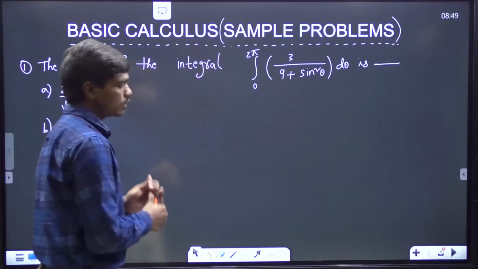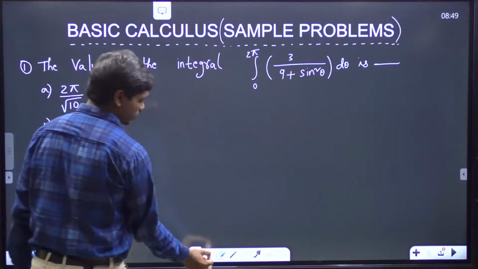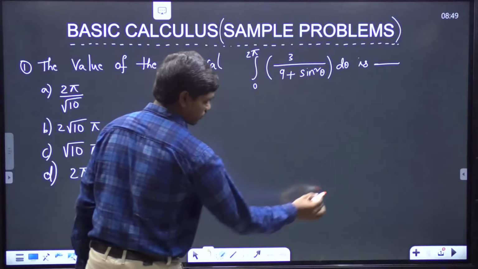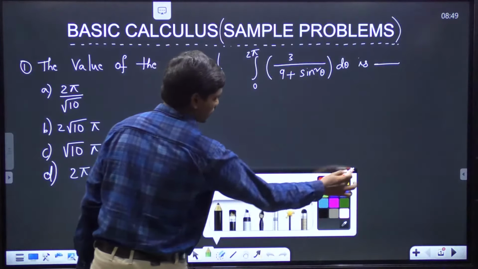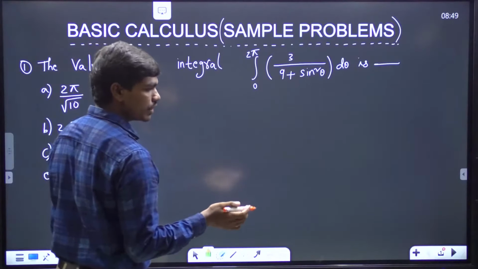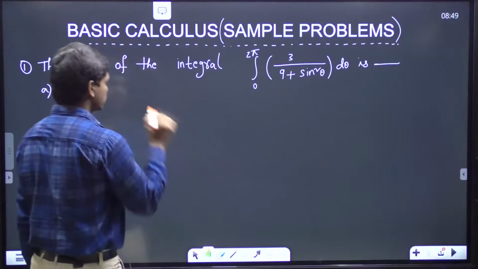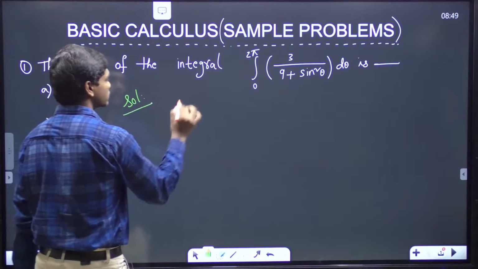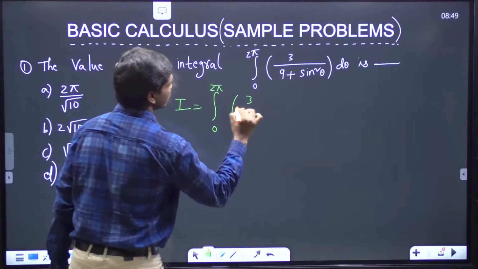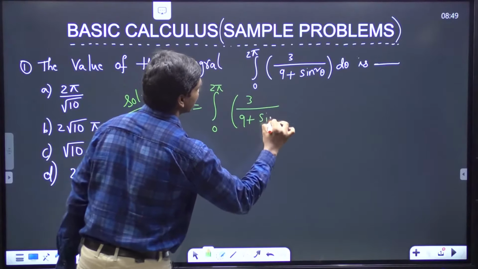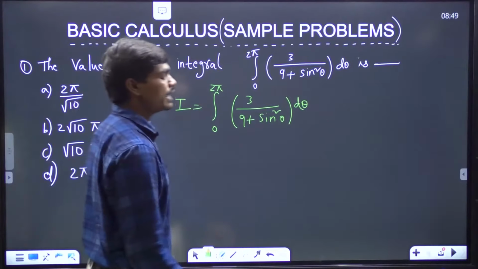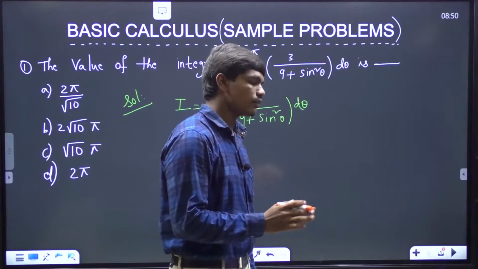So let us try to solve this question. Solution. I hope all of you are correct. I'm happy for you. So see here, solution. What is I that you have? Integral 0 to 2 pi 3 by 9 plus sine square theta d theta, correct? This is the question we have.